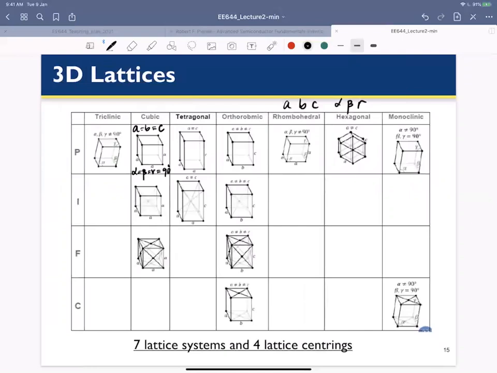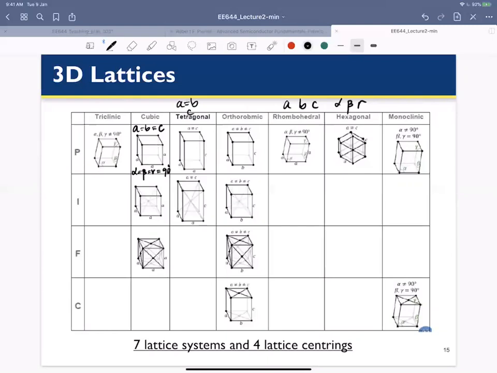Similarly, if A, B, C are not all equal, in the second case A equal to B, but C is different. So this is a tetragonal structure, where alpha, beta, gamma equal 90 degrees. Similarly, orthorhombic lattice, where A is not equal to B, not equal to C. None of them are equal, but alpha, beta, gamma equal 90 degrees.